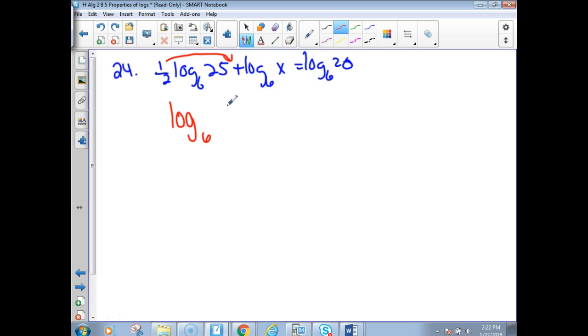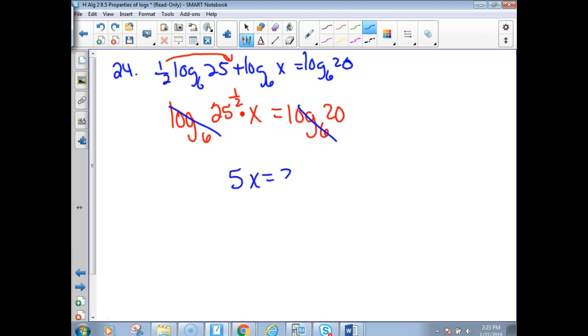The log in base 6 of 25 to the 1/2 times x, because that's addition, I use the product rule. And that equals the log in base 6 of 20. Drop the logs. What's 25 to the 1/2 mean? It means the square root. All right, square root of 25 is 5, so I got 5x equals 20, and I get x is 4.